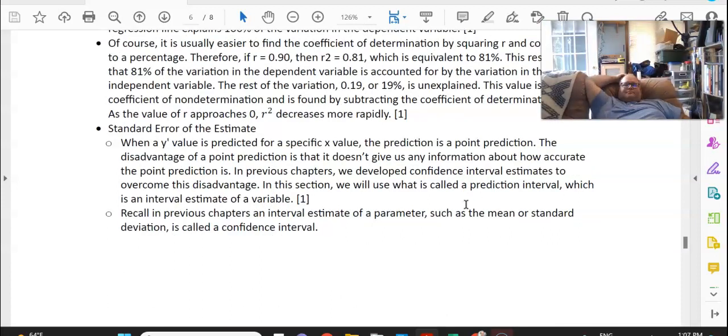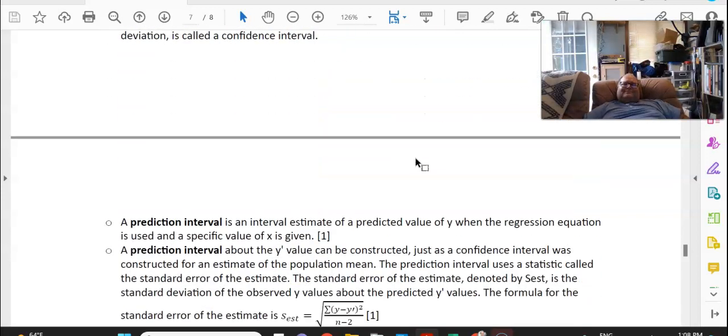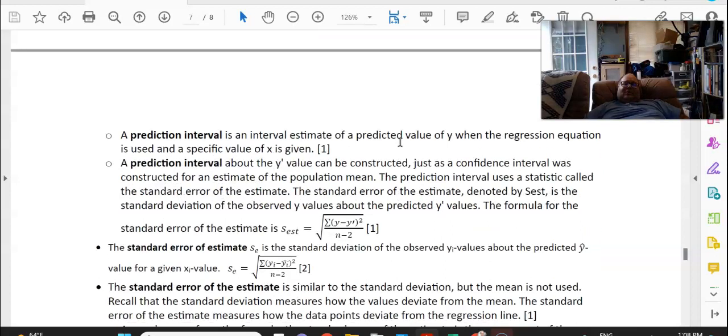Using our line of best fit to make predictions gives us a point prediction, or a single value, and it is sometimes better to have a range of values that we have a certain level of confidence our actual value falls within. That can be found using our standard error of the estimate, and it creates a prediction interval.